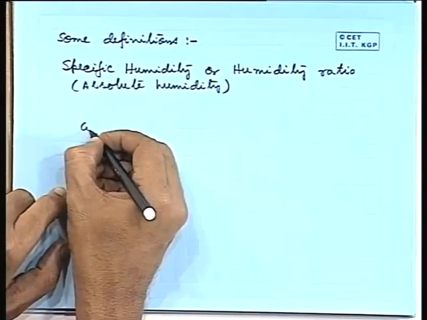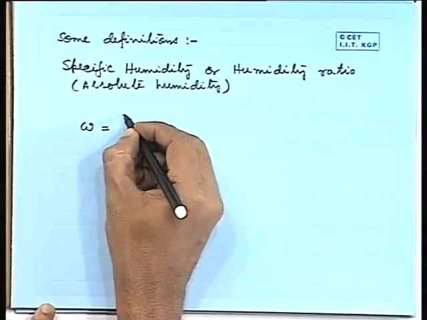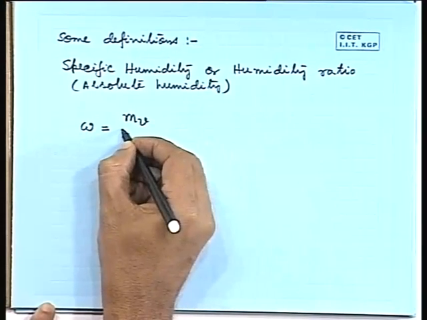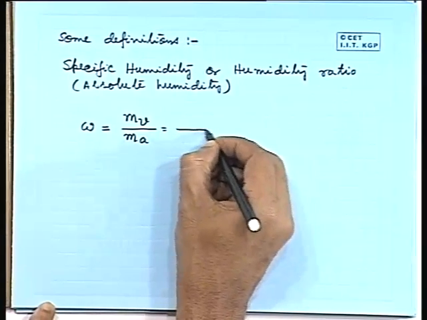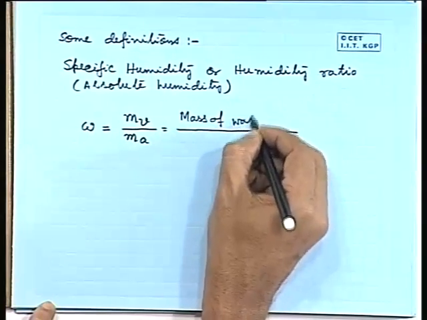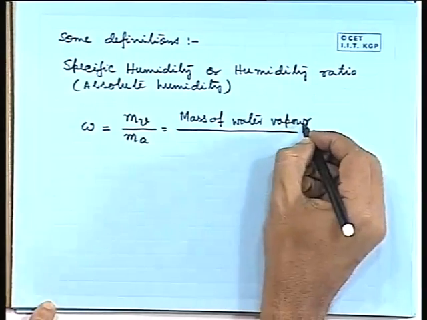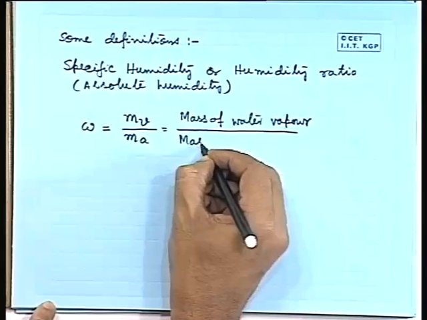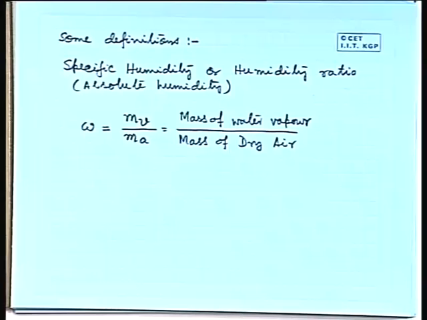This is conventionally expressed by the symbol small w, and it is mv, the mass of water vapor, divided by ma, the mass of dry air. So, we can write w equals the mass of water vapor by the mass of dry air. This is your specific humidity or humidity ratio.